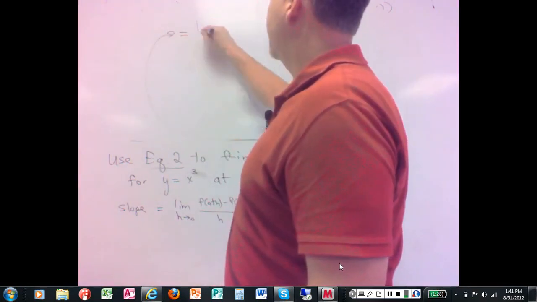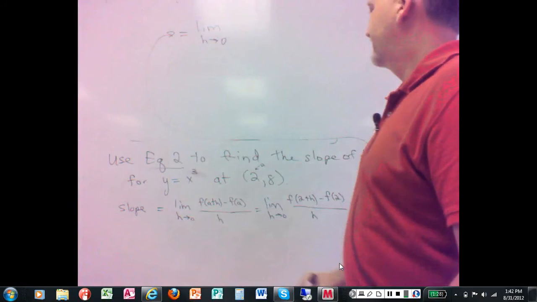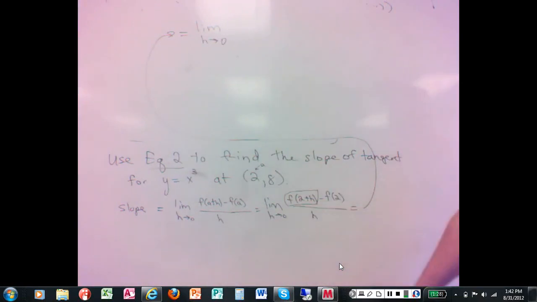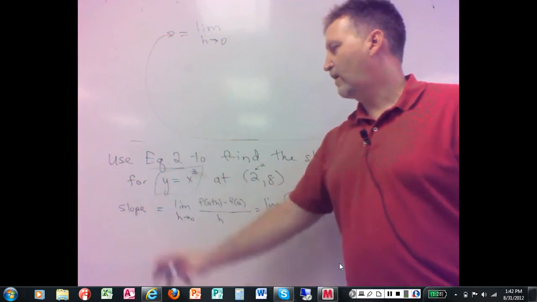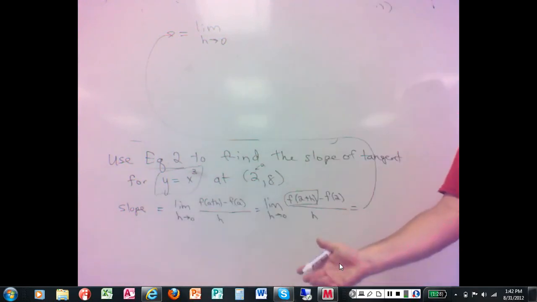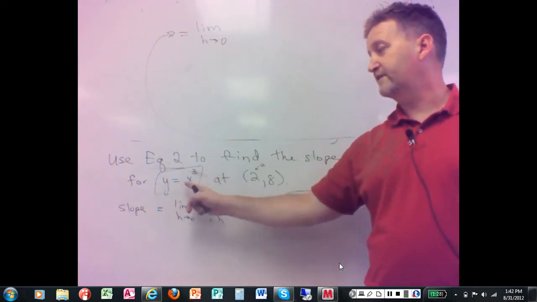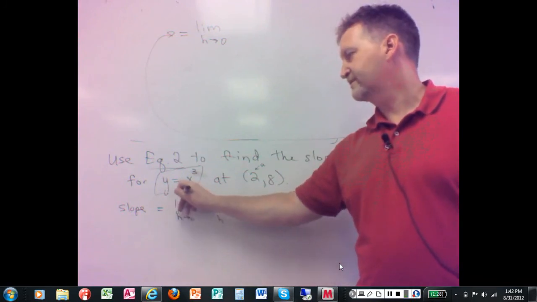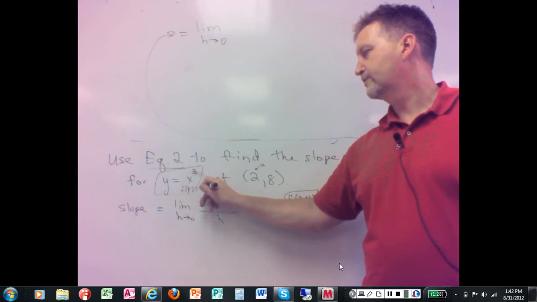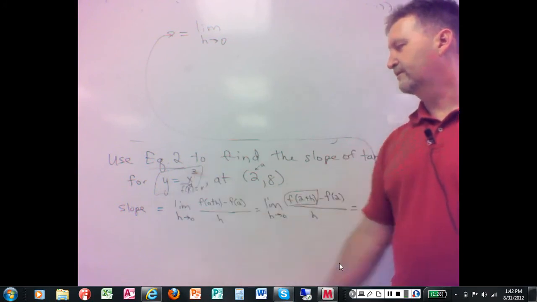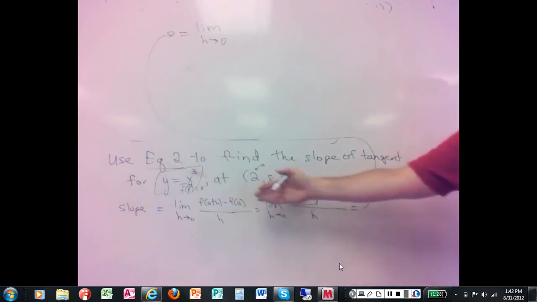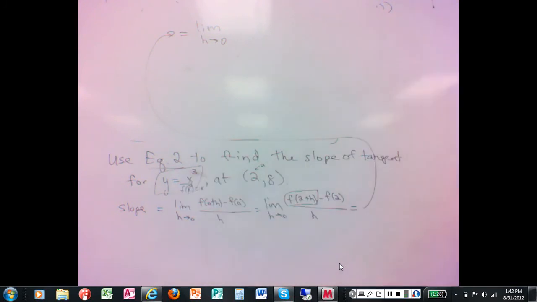So I've got the limit as h approaches 0. All right, so what is f of 2 plus h, first of all? Well, again, since this is my y equals x cubed, that's my function. That's my f of x. f of x is x cubed, also known as y equals x cubed. Means the same thing. They may give it in function notation, but they may not.